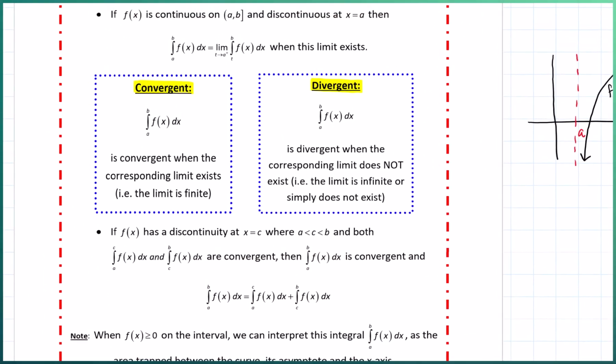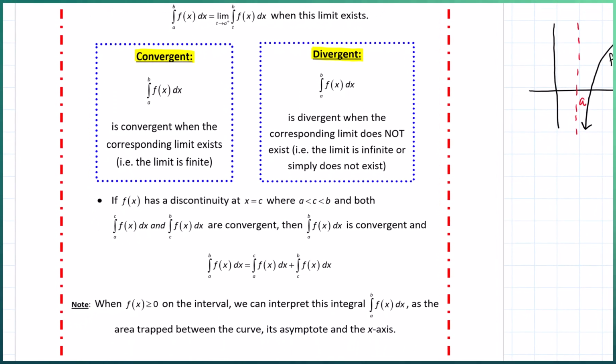Now, what we can also do is suppose that we had an integral from a to b, but in between a and b, we had a discontinuity. Somewhere in between a and b, we had a discontinuity, and we wanted to integrate all the way from a to b. Well, what we can do is split it up at that discontinuity, split it into two integrals, and then examine each one of those. And if they both are convergent, then the integral itself from a to b will be convergent, and we'll add up the two. So we'll think about that when we get to one of those.